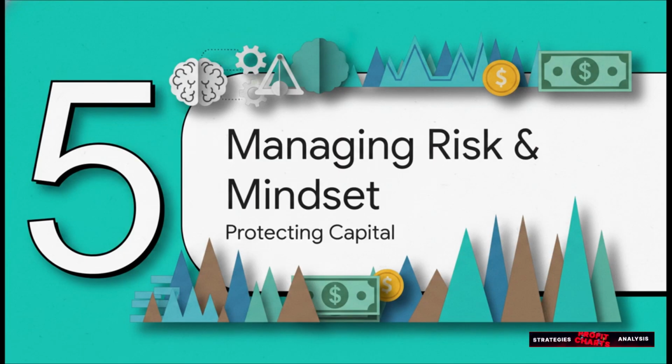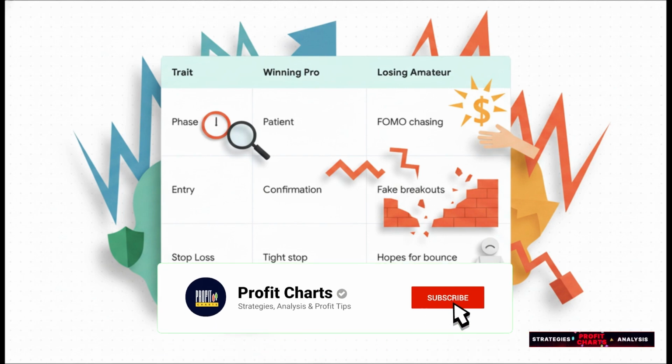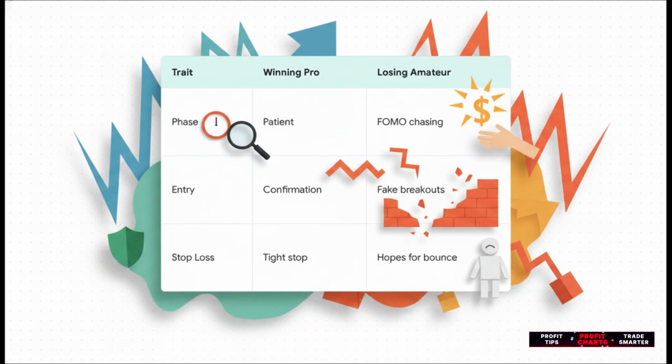Finally, we've got Section 5, Managing Risk and Mindset. This is all about keeping the money you make. Let's break down the psychology. During a boring market phase, the winning pro is incredibly patient, while the losing amateur gets totally eaten up by FOMO and chases the asset after it's already overextended. For entries, the pro patiently waits for confirmation, while the amateur gets chopped to pieces buying fake breakouts. And critically, when it comes to a stop loss, the pro places a tight stop slightly inside the consolidation zone, while the amateur blindly holds onto a failing trade, just praying for a bounce.